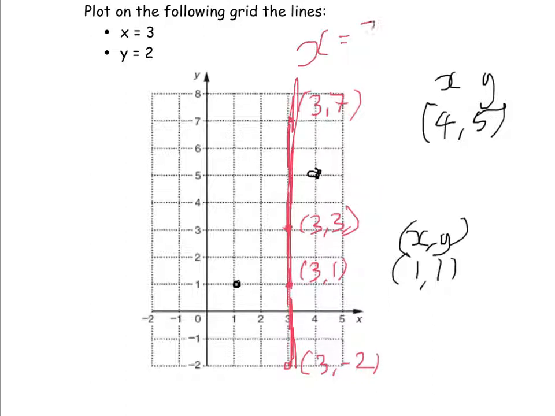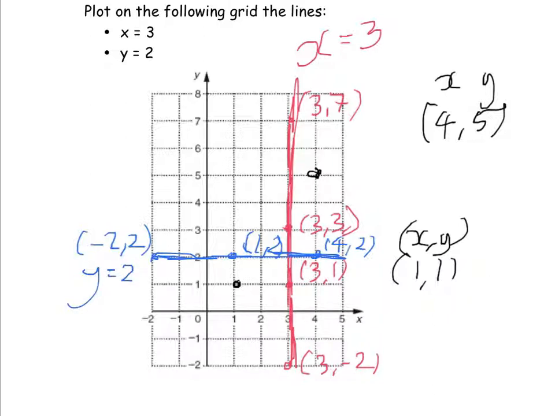X equals 3. Likewise, when you look at y equals 2, well, this time, if we look at this coordinate here, we've got 1, 2. This coordinate here is 4, 2. This one here is minus 2, 2. So in these three coordinates, all of the y components are 2. So anywhere along this line here, the y coordinate is always 2. So that is the line y equals 2.